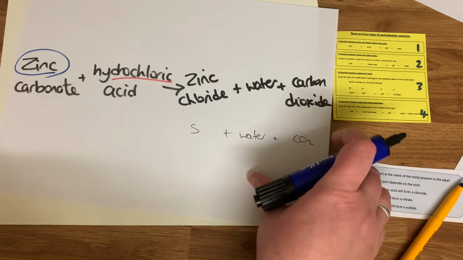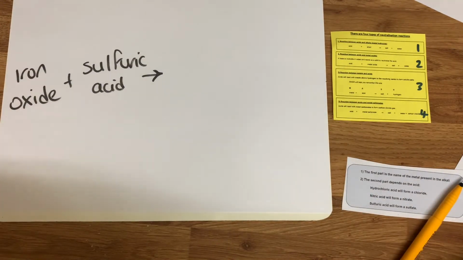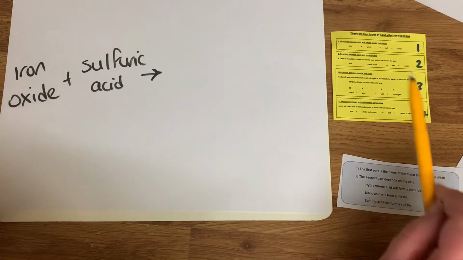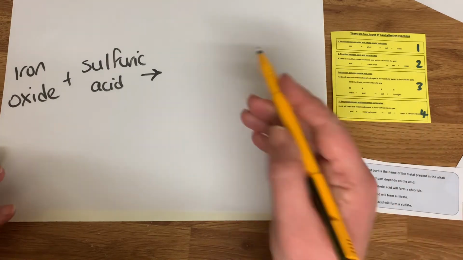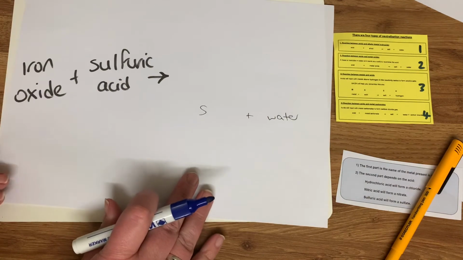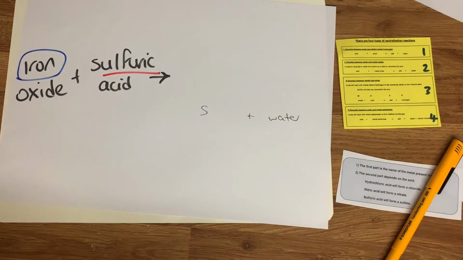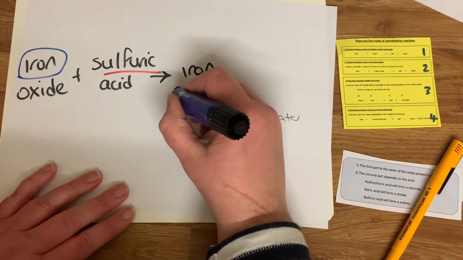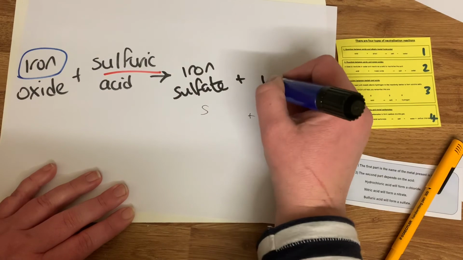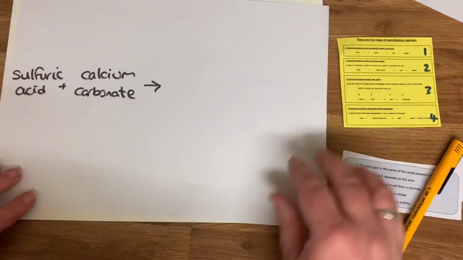I'm just going to do 2 more with you and then see how you get on. So the next one. Is it equation 1, 2, 3 or 4? So let's have a look. We've got a metal oxide plus acid. So that tells me it's equation number 2. So we're going to get salt plus water produced. So the name of the salt then. We circle the metal, underline the acid. So we're going to have iron sulfate plus water.